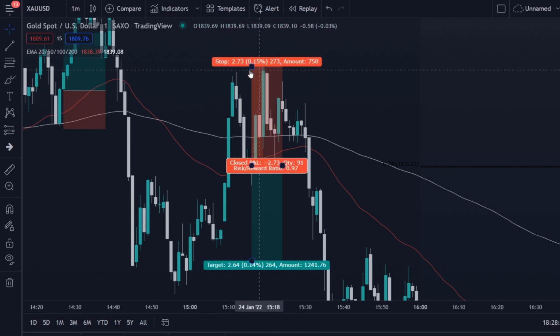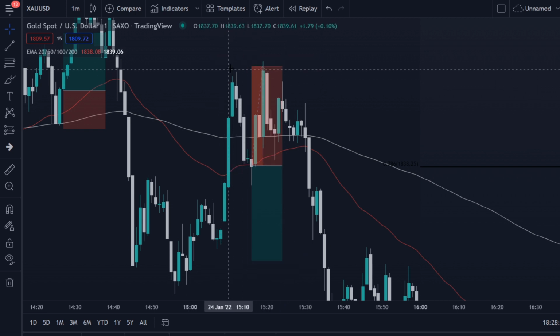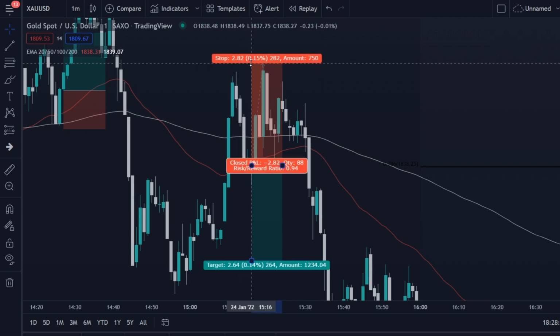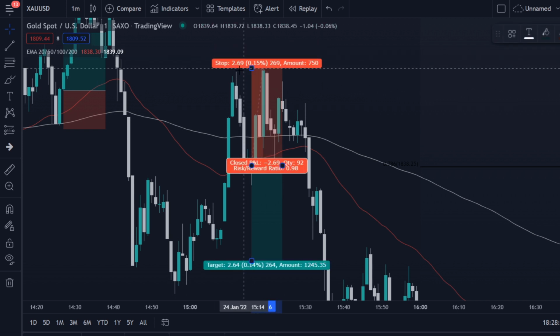we got faked out, right? We place our stop loss above this level. I mean, if you place your stop loss a little bit higher than what I've placed it right now, then it turned out to be a winner.